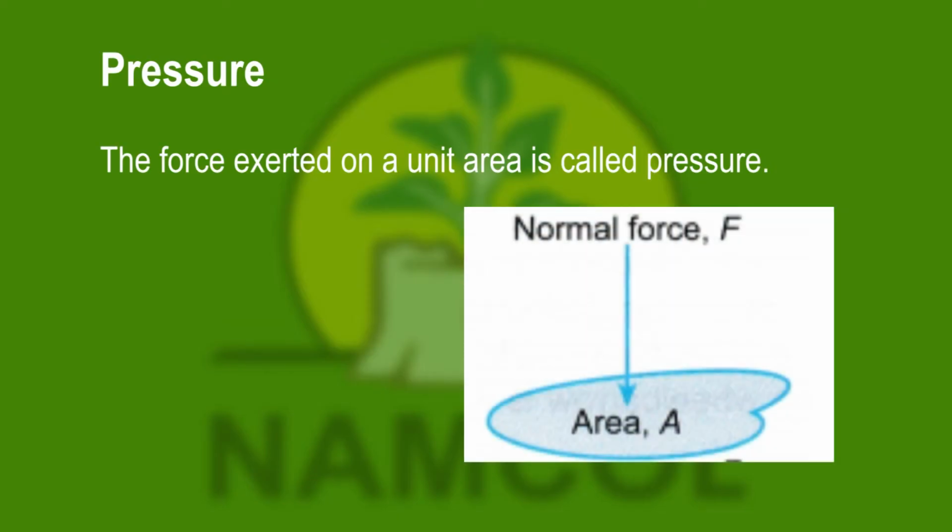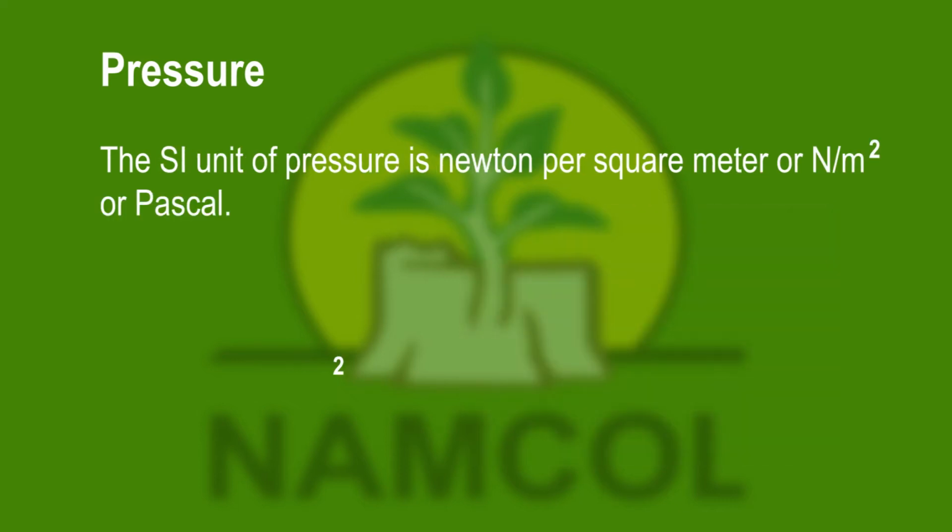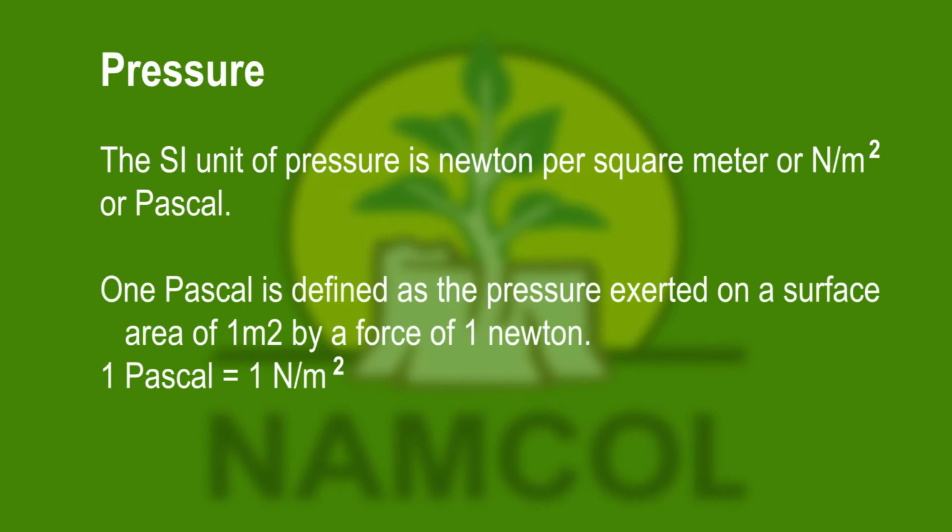The force that is exerted on a unit area of a surface is called pressure. The SI unit of pressure is Newton per square meter or Pascal. 1 Pascal is defined as the pressure exerted on a surface area of 1 square meter by a force of 1 Newton. That is, 1 Pascal is equal to 1 Newton per square meter.